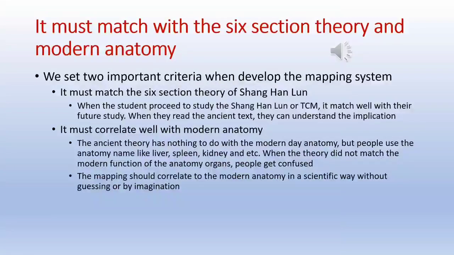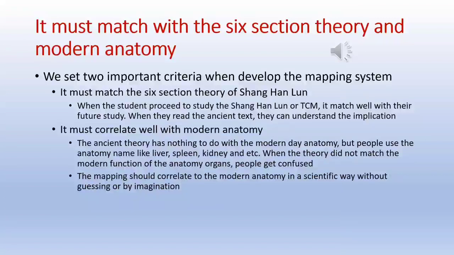But we cannot develop a completely different system than the six-section theory of Zhang Zhongjing, because the six-section theory is so well established. You can learn so many things from the six-section theory of TCM. That's why our method also cannot deviate too much from the six-section theory. But at the same time, it must correlate with modern anatomy. So once you learn our hexagenous theory, next time when you want to study the Shanghanlun or TCM, it should mesh well in your future study. You do not need to relearn and redo everything.